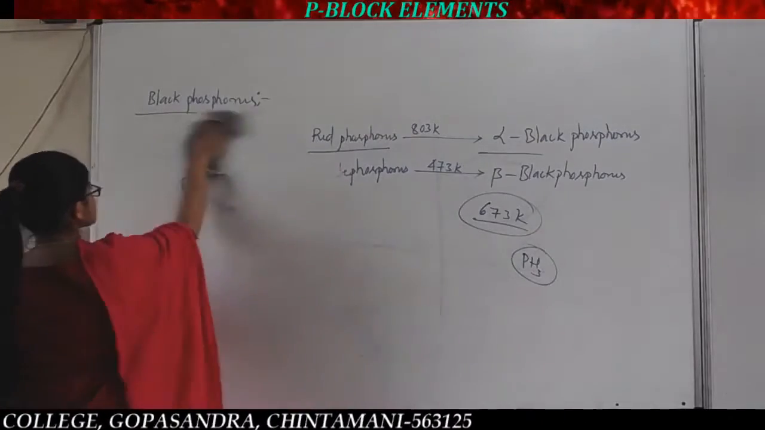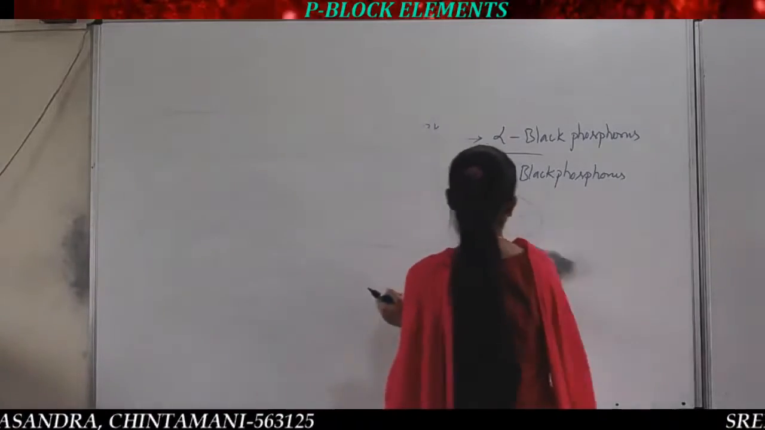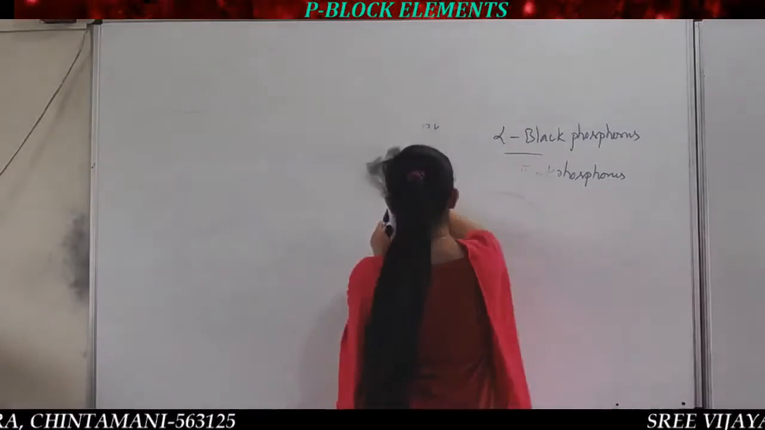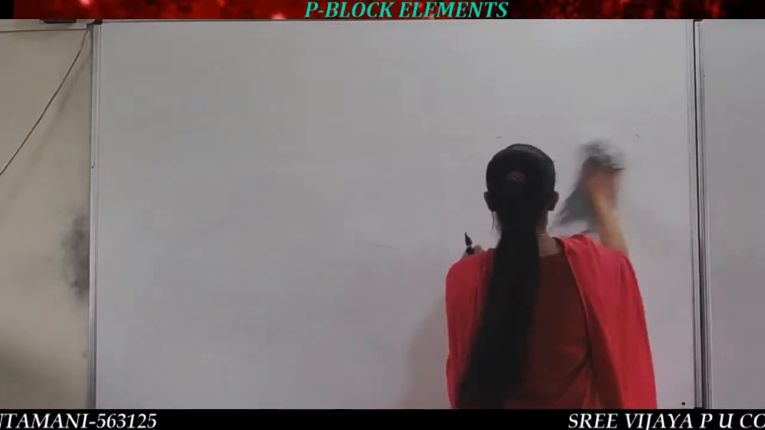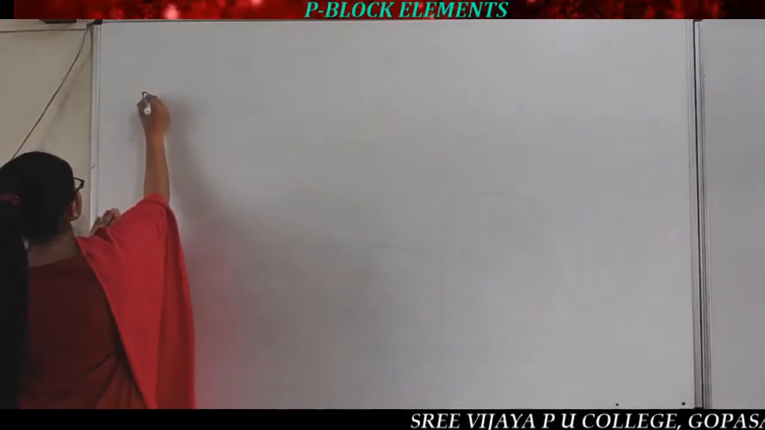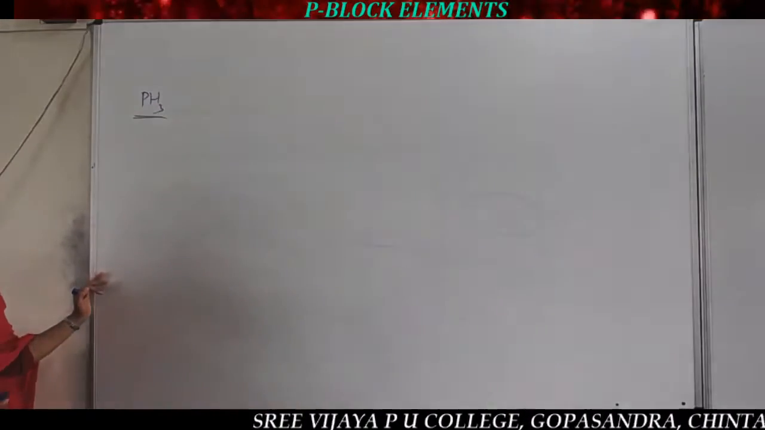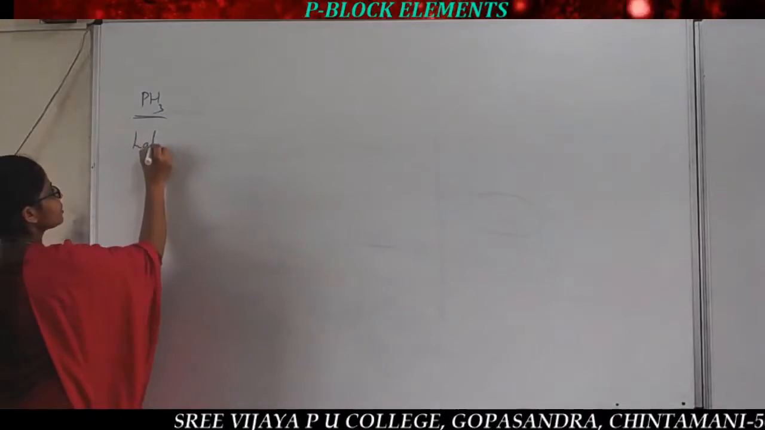The next topic is the phosphorus-containing compounds. The first example is phosphine. The first method for the preparation of phosphine we call the laboratory method.